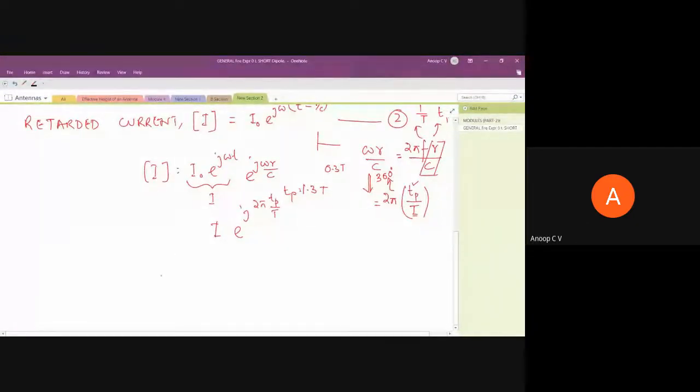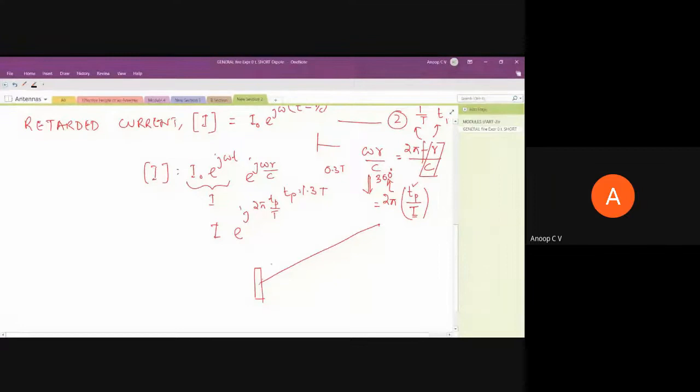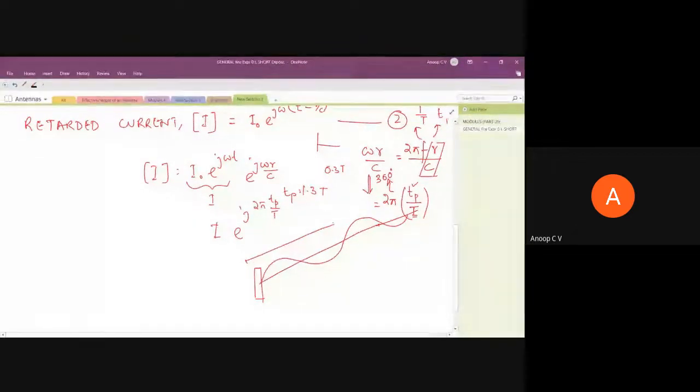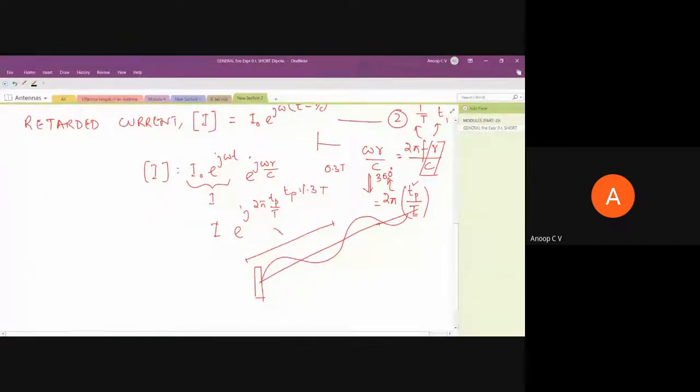Or another way, if you think in terms of a propagating wave, if you're considering a distance r, and you take a snapshot at any given time, the wave will be like this. And you know, the wavelength is the distance the wave has to cover for it to undergo a phase change of 360 degrees, right?